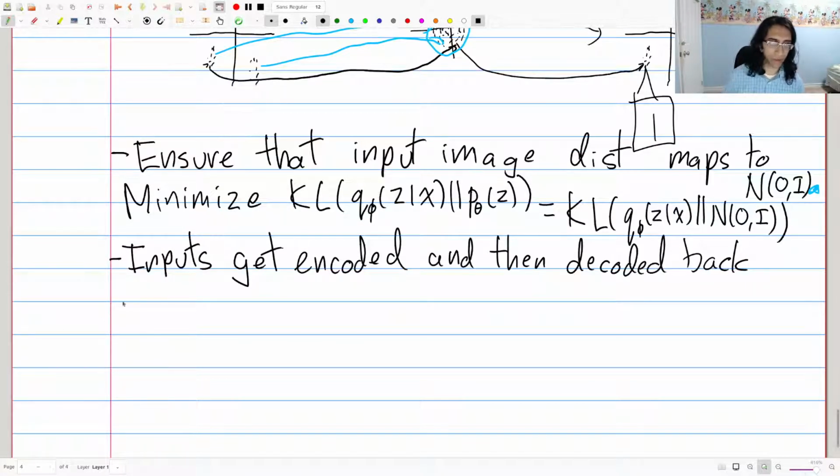And the way we do this for a VAE is, like before, remember the way we ensured this was that we had g of f of x minus x, in L2 norm squared, is small. But this time we're going to do something slightly different because we're dealing with probability distributions here. And it turns out the right thing to do is to maximize the following quantity.